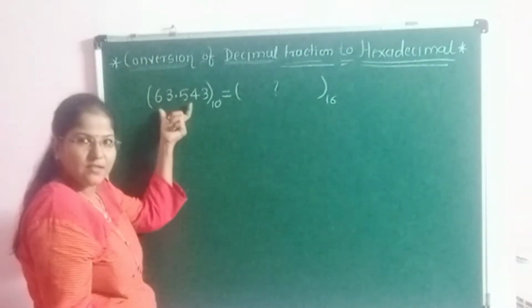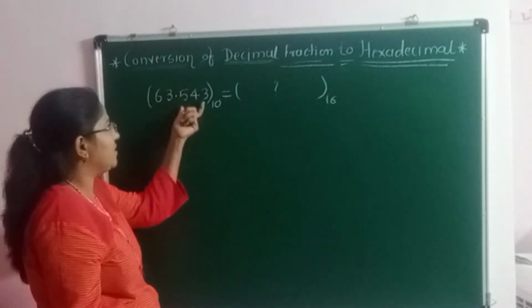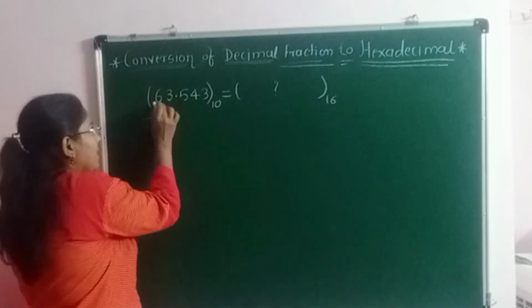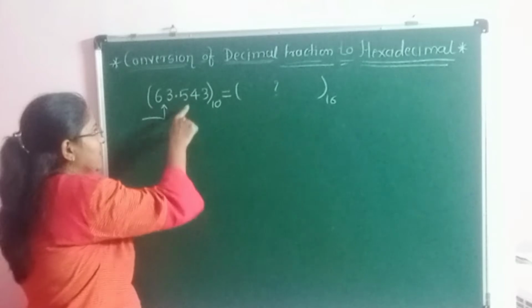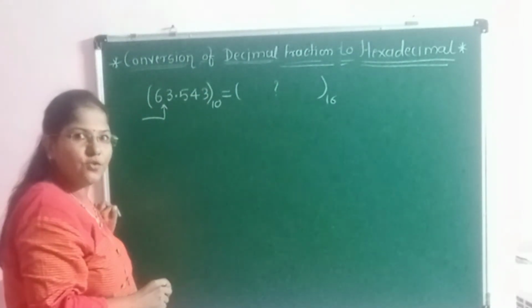Now you can see there are two parts in this decimal number. The first one is the integer part, and after the decimal point, this part is called the fractional part. So we have to convert the integer part into hexadecimal, and then we have to convert this fractional part also into hexadecimal. There are two different methods used for that.